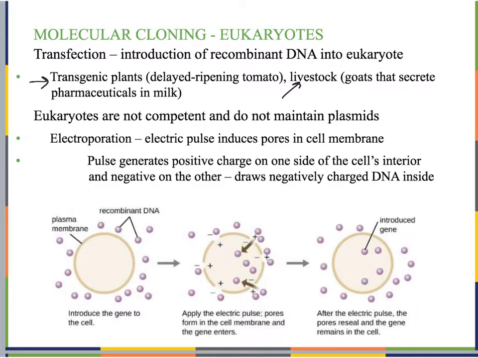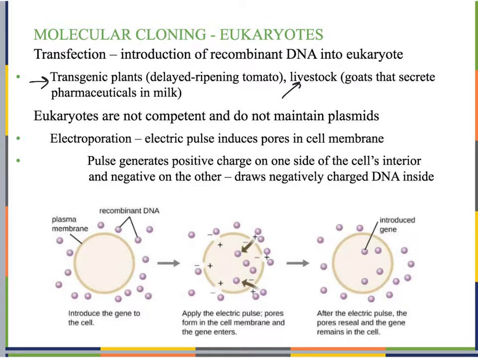Also, this is done with livestock. So we have put DNA into goats, for example, that can then secrete different pharmaceuticals in their milk. Then they make that, whatever that product is for us, that we can take the milk and then we can separate it out of the milk and we have lots and lots of whatever that particular gene is.